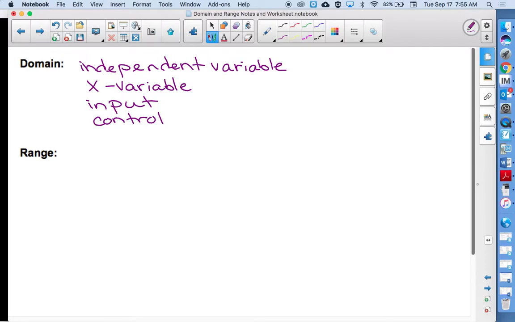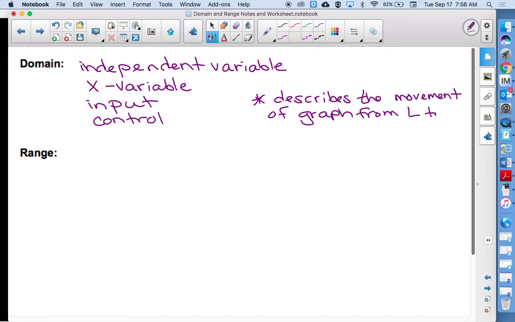So when we list the domain, we're going to actually now be describing a graph from left to right. So the domain describes the graph, and I'm going to say the movement of the graph from left to right. You always read a graph starting on the left at the negative side, moving to the right, just like we would read words on a page. You start on the left, you move to the right.